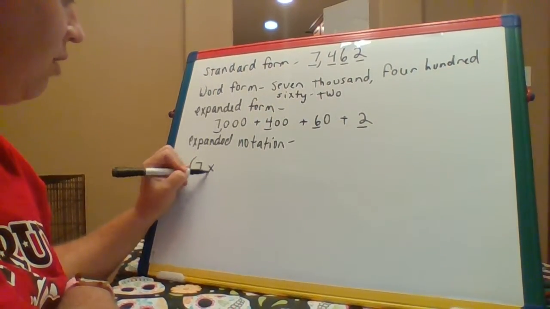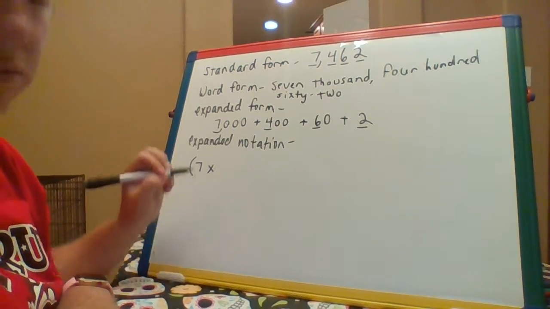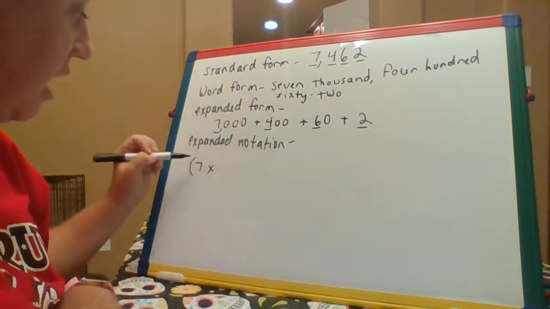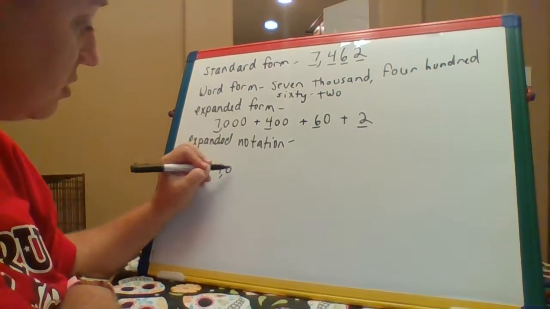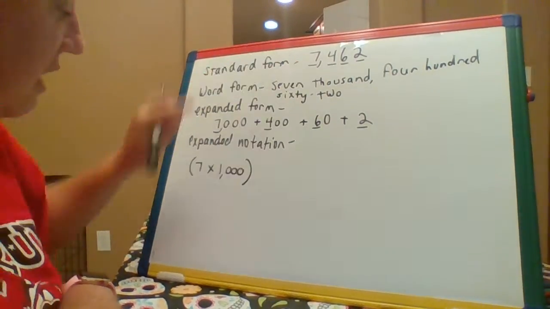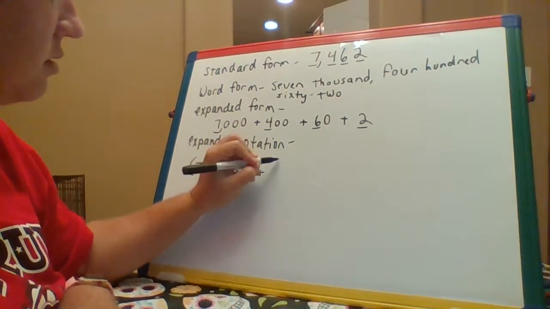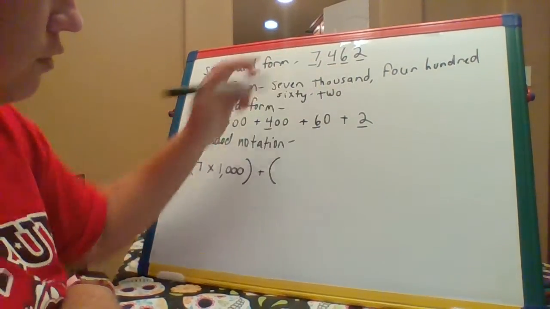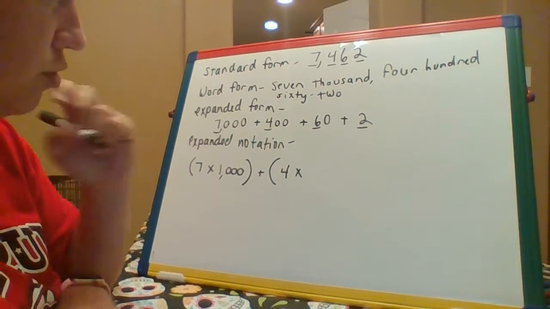And I'm thinking, how many groups of 1,000 are there in that thousand, since this is the thousands place? There's 7 of them because there's a 7. So 7 groups of 1,000 plus next number 4 times 4 groups of 100.